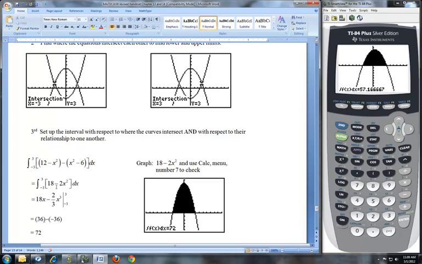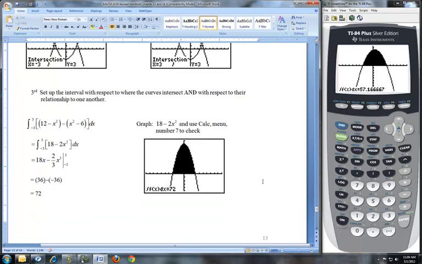If you graph this piece or even this piece, and go on using the second trace for your calc menu, number 7, to check. And if you'll notice again, it starts at negative 3, it goes to 3. So that would verify your interval here. Okay? So guys, that's it. So practice these problems.